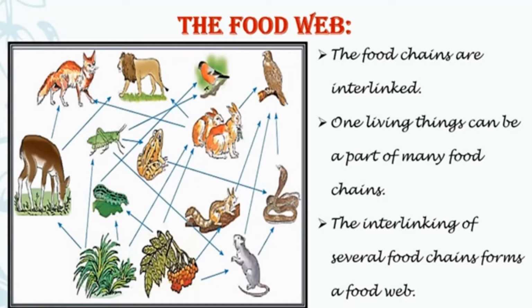Let's understand about what is a food web. Okay, in simple words, the food chains are interlinked. When there are many food chains which are interlinked, the one living thing can be a part of many food chains. The interlinking of several food chains form a food web. Simple है, so remember this example.